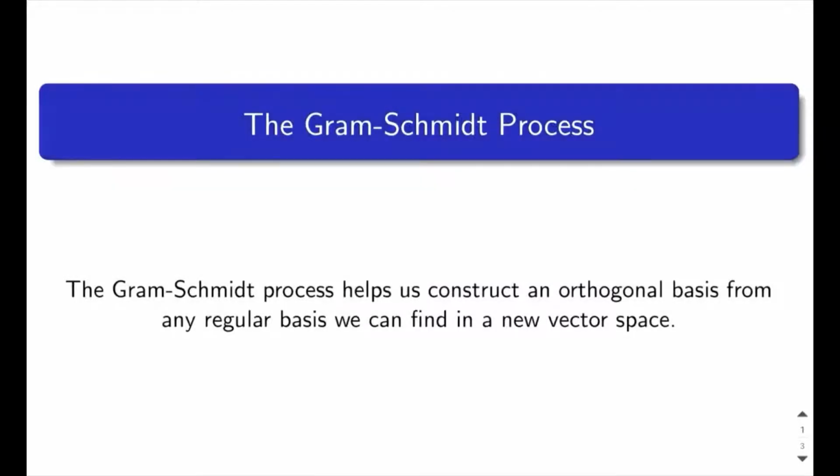Today we are going to discuss the Gram-Schmidt process that will help us construct an orthogonal basis from a regular basis that we found in a new vector space. So imagine if you end up falling into a new vector space, the first thing you want to find is a basis so that you can compute everything based on the basis.